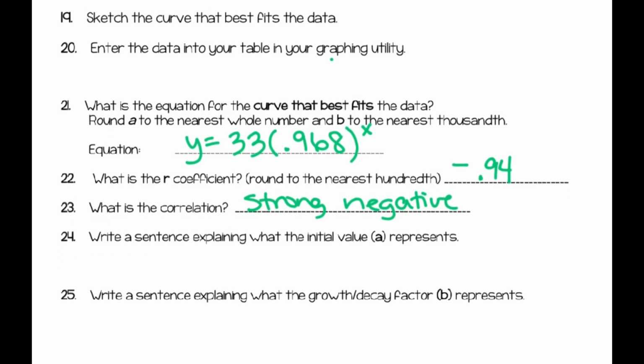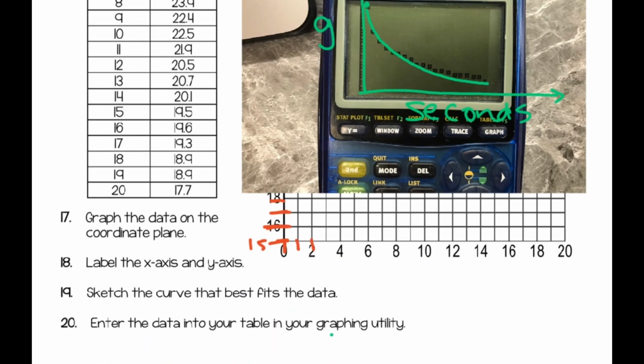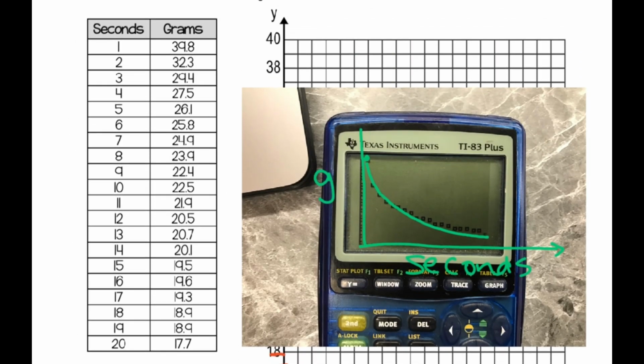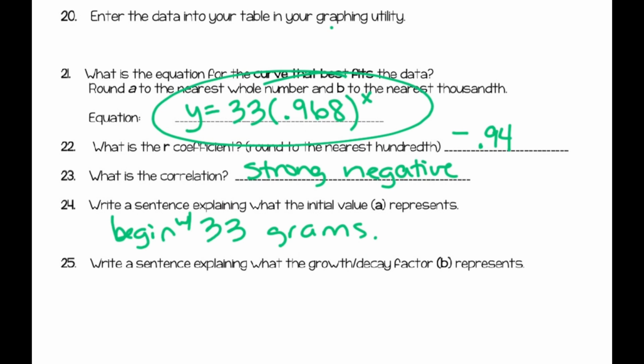Okay, write a sentence explaining what the initial value represents. So according to this equation, it means that at the beginning, we're beginning with 33 grams. Now, if you look back at your table, that's not what we began with. We began with more than 39.8. However, in order to fit all of the data, the graph that we're doing is going to show that we're starting lower just so that it fits. So it's not going to fit perfectly, and that's why things are a little bit off. That's okay. But that's what that number means.